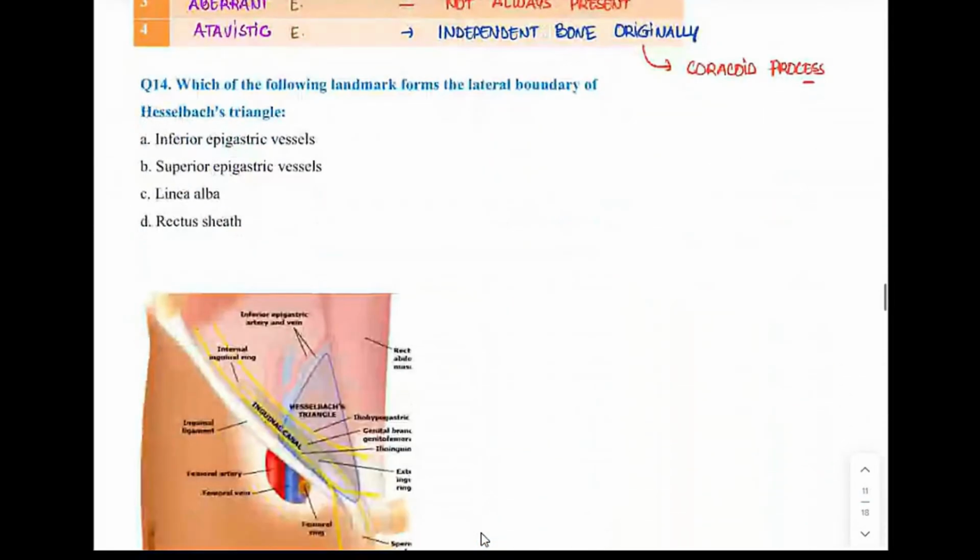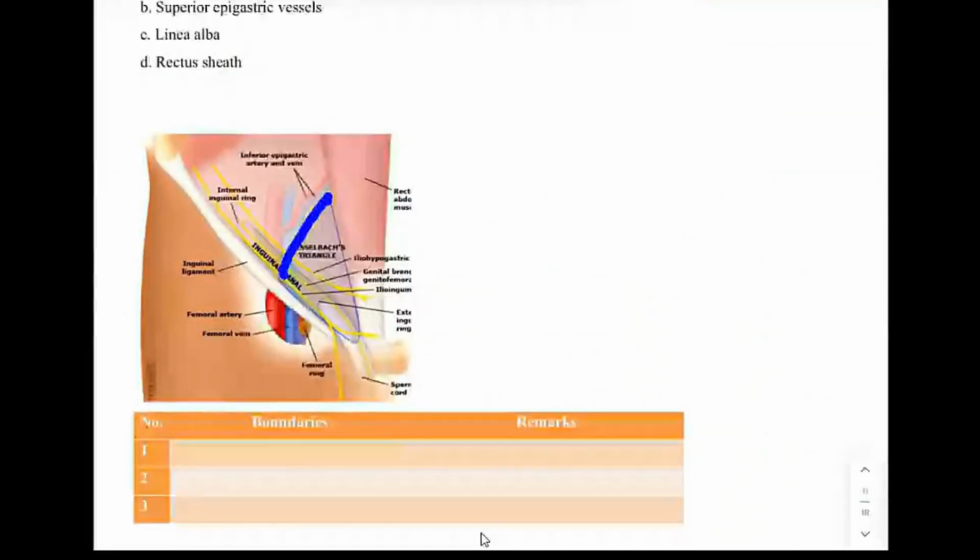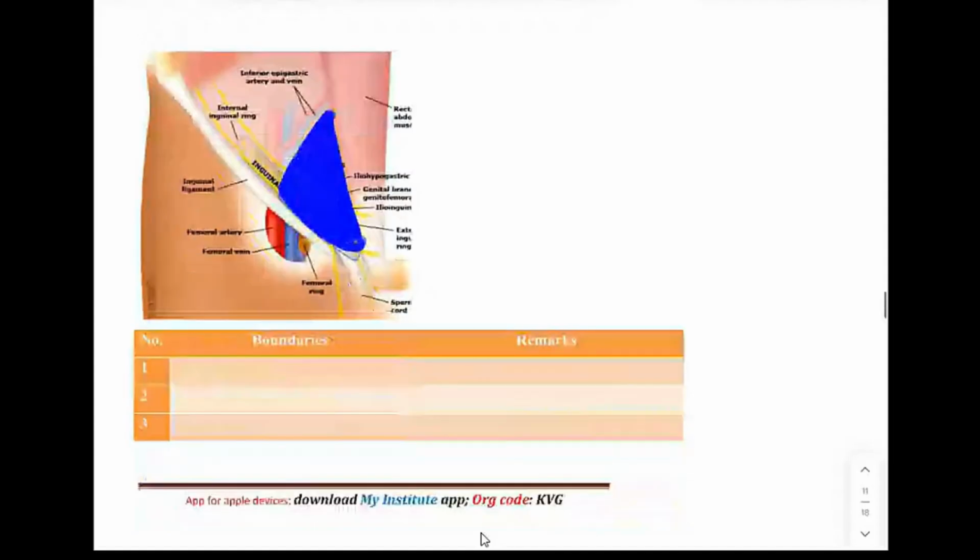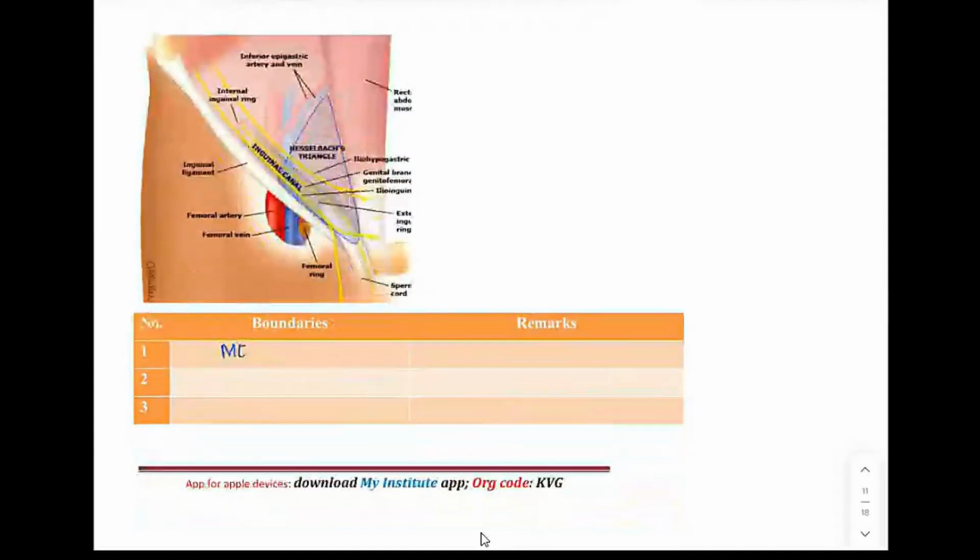Then Hasselbalch's triangle, very important from the surgery point of view. If you see here, there is a triangular area, and this is known as Hasselbalch's triangle. Now let us discuss the boundaries of the Hasselbalch triangle. It has one medial boundary, one lateral boundary, and one inferior boundary. Now medially, this is the medial boundary. Of course, we are looking at the right-sided Hasselbalch triangle. We see one muscle here, and this muscle is the rectus abdominis.